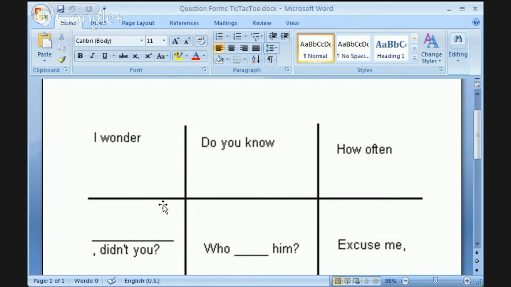By the way, it's a fancy word to talk about question words: who, what, where, when, why, how. Those are called interrogatives. Not really important that you know that, but just so you know. You need some kind of interrogative or possibly a connective. I wonder if, I wonder when, I wonder how, I wonder where.